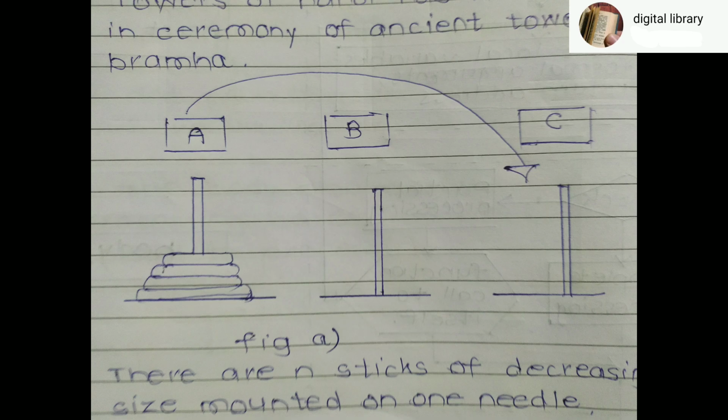Two more needles are also required to stack the entire disc in decreasing order. The use of the third needle is for impermanent storage. So needle C is like RAM. It is used for impermanent storage. So on the first needle we have these discs.